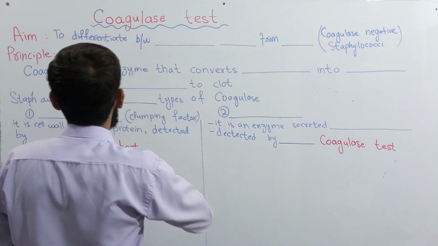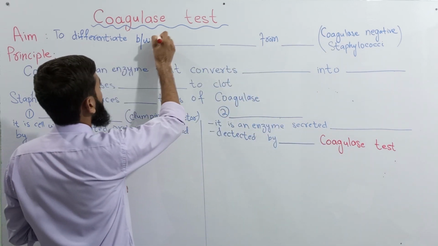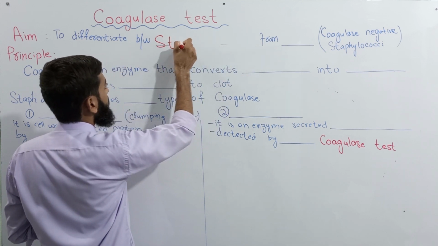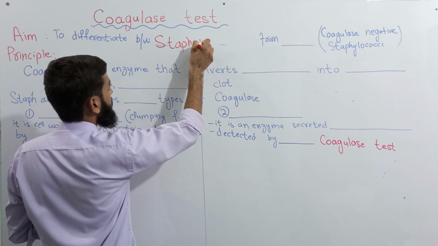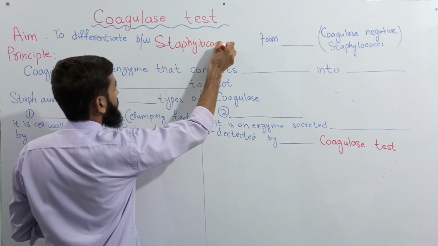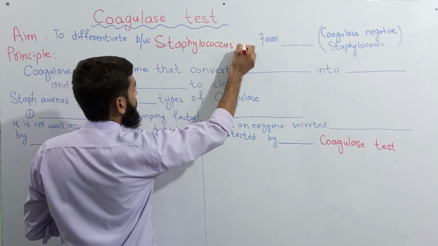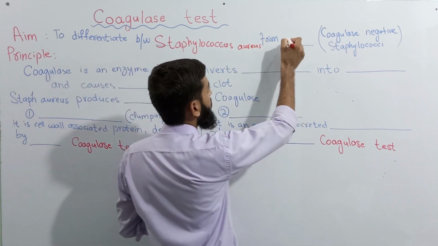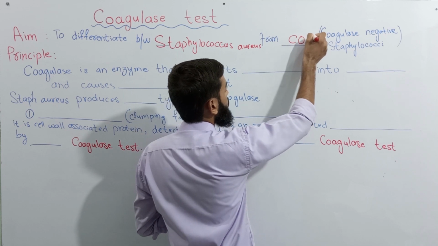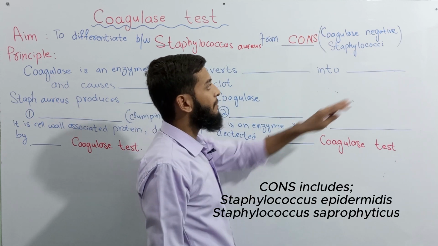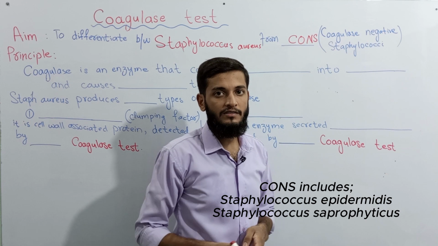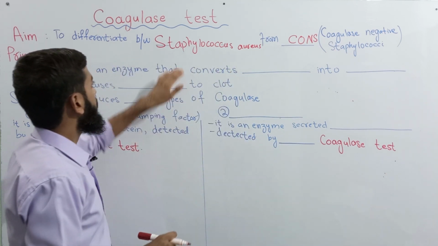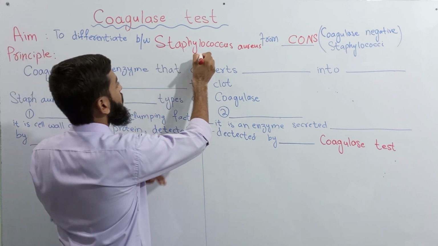So the coagulase test is used to differentiate between Staphylococcus aureus from coagulase-negative staphylococci, which are also known as CoNS. For example, Staphylococcus epidermidis or Staphylococcus saprophyticus. Staphylococcus aureus is coagulase positive.